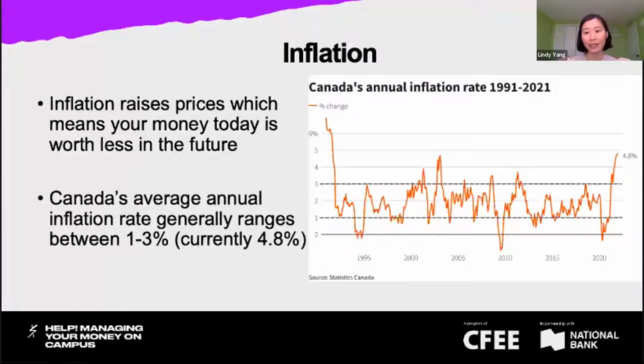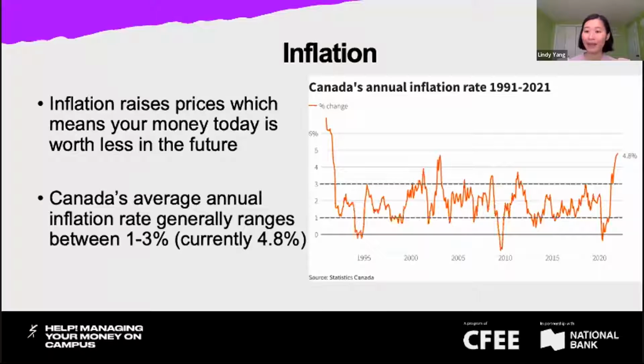Over time, the purchasing power of your money will decline, meaning you'll be able to buy less with the same amount of money. For example, you might have noticed the price of groceries increasing over the past few years. That's an example of how inflation shows up in our lives.